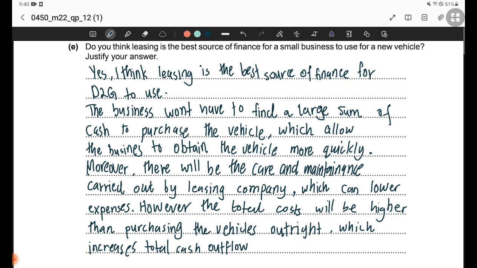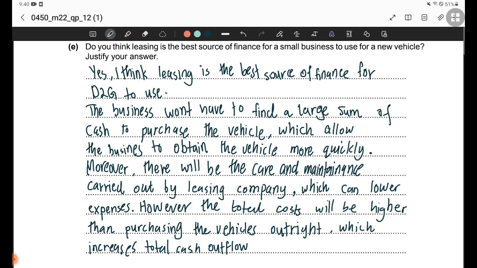So, yes, I think leasing is the best source of finance for D2G to use. Okay, that's it. Here, you stop and then you start with your explanation. So, the business won't have to find a large sum of cash to purchase the vehicle when using leasing, which allows the business to obtain the vehicle more quickly. All right.